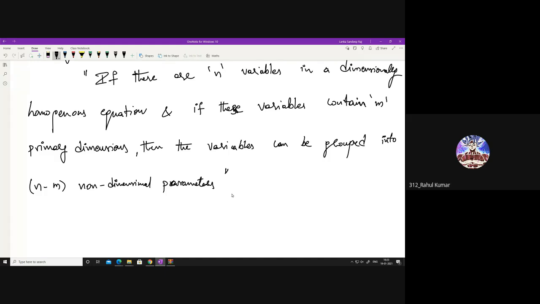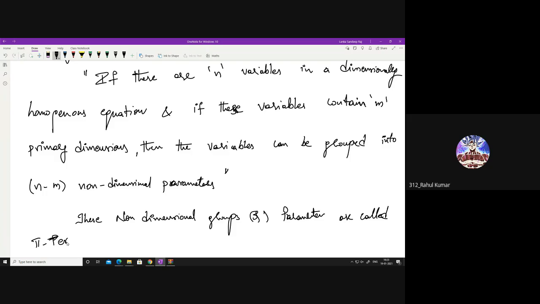And these non-dimensional groups or non-dimensional parameters are called pi terms. That's why the word Buckingham's pi theorem. Okay, these non-dimensional groups are called pi terms.